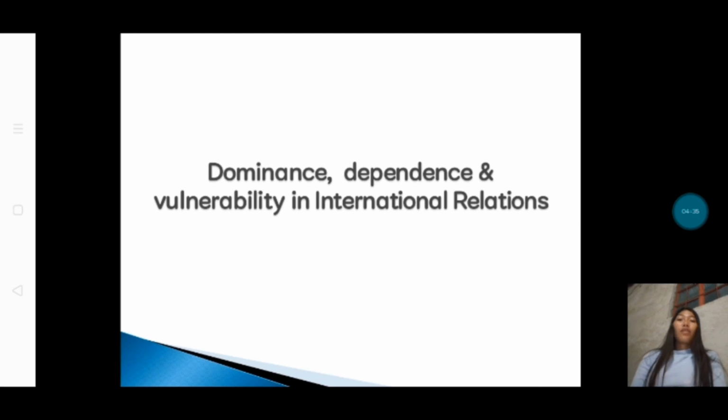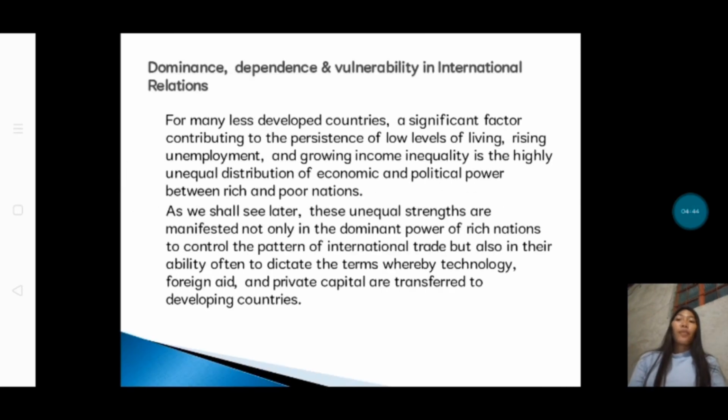Last topic, let's talk about the dominance, dependence, and vulnerability in international relations. For many less developed countries, a significant factor contributing to the persistence of low levels of living, rising unemployment, and growing income inequality is the highly unequal distribution of economic and political power between rich and poor nations.